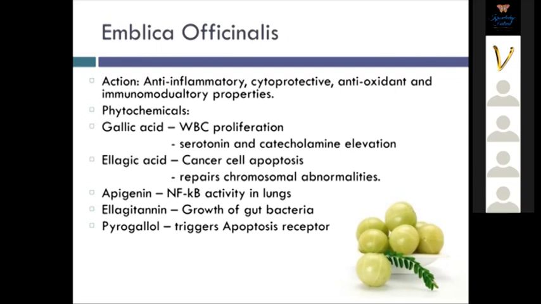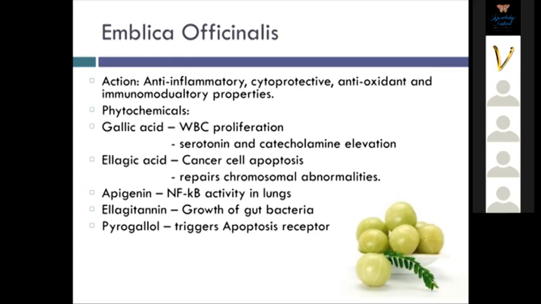Okay, now we talk about ellagic tannin. Ellagic tannin is converted to urolithin. So this urolithin is consumed by the gut microbiota and helps in the prevention of colon cancer. Thereby, ellagic tannin helps to increase the growth of gut bacteria, which is the good bacteria.